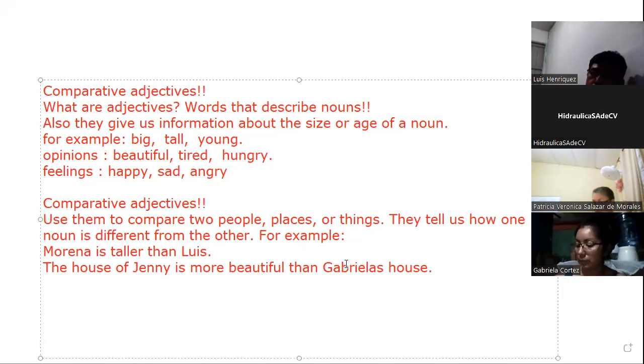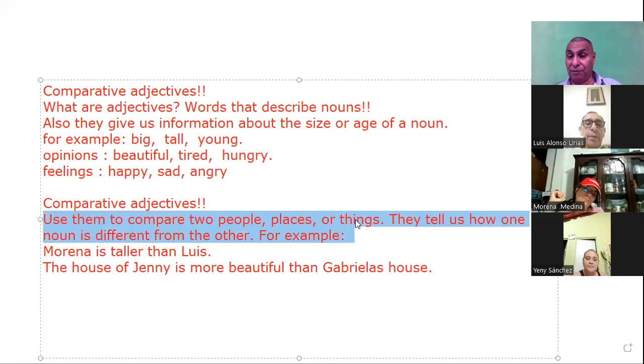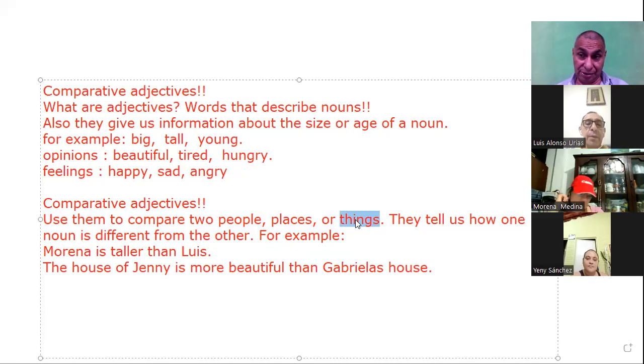Okay, now let me ask you a question, Luis. Luis Alonso, what are we comparing over here? Excuse me, teacher. What are we comparing over here? ¿Qué es lo que estamos comparando aquí? We're comparing the house. The house is beautiful. Okay. So we are comparing two things. Acuérdense, nos ayuda a comparar people. Ya comparamos people. Ahora estamos comparando two things. ¿Cuáles son las dos things que estamos comparando? La house. Y nos va a decir cómo house. El adjetivo nos va a ayudar a diferenciarlas, de cómo una es diferente de la otra. En este caso, estoy usando el adjetivo more beautiful.